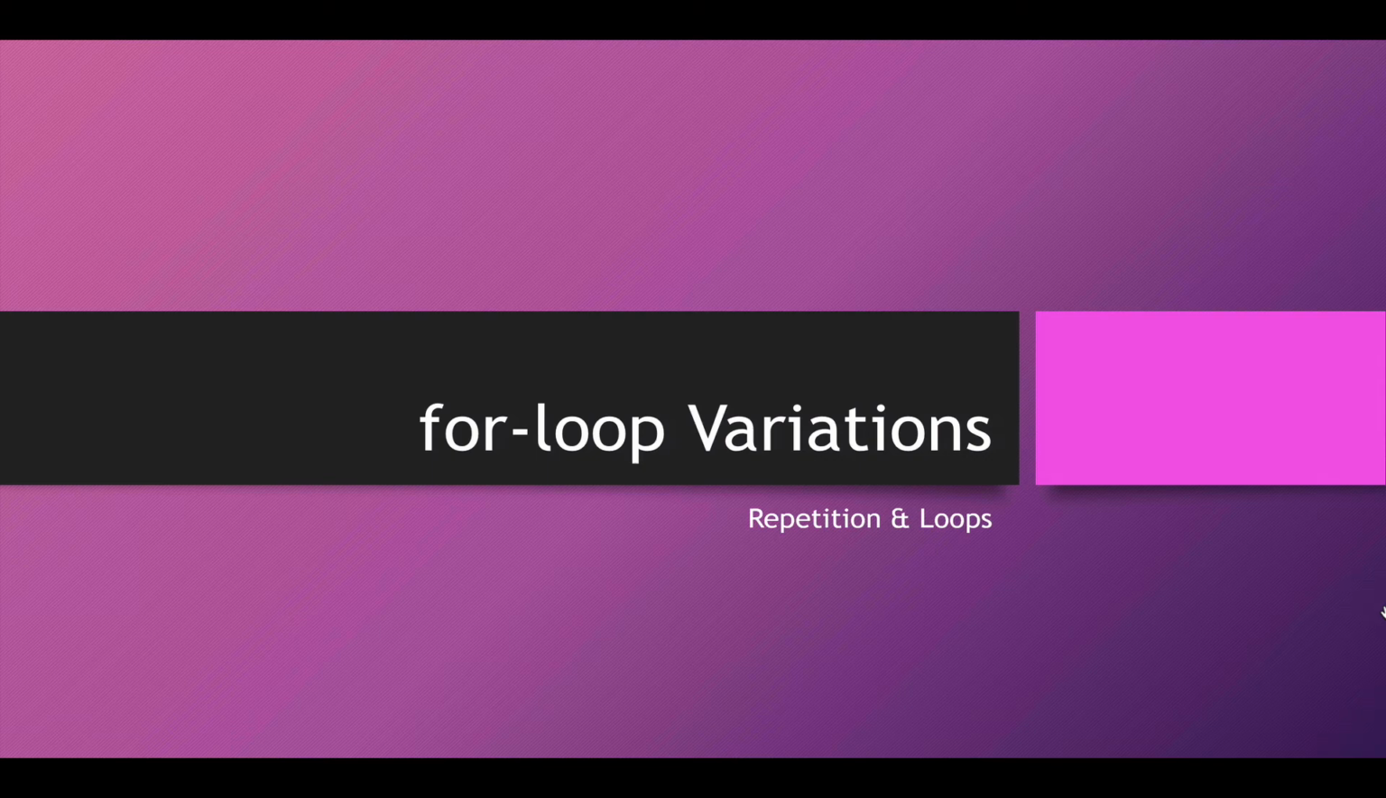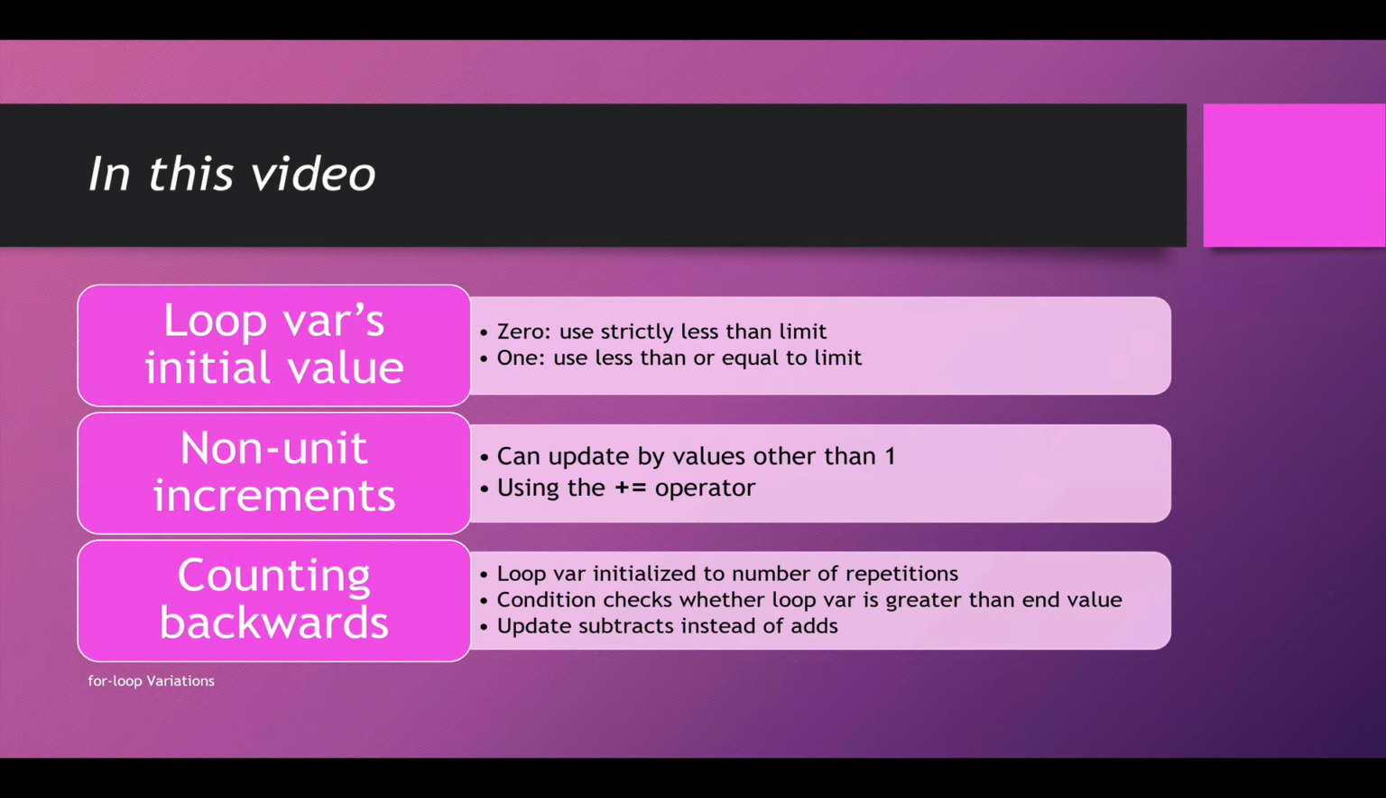In this video, we're going to look at some variations on the for loop. Some of what's in this video, we're going to look at how the loop variable's initial value does not have to be anything in particular, and we're going to see a rule of thumb associated with that. We also don't have to go up by 1. The update can be values other than 1, and then finally, it doesn't even have to be positive.